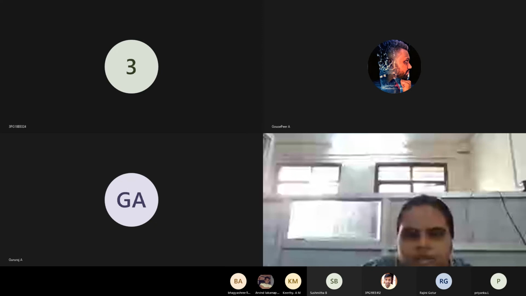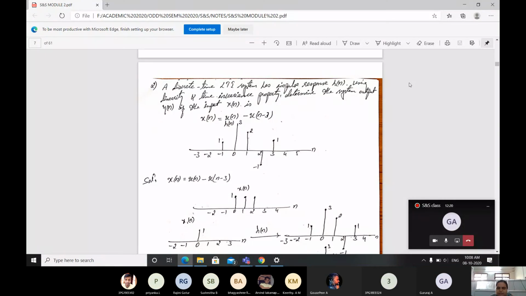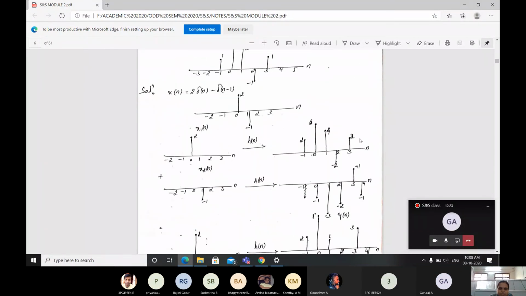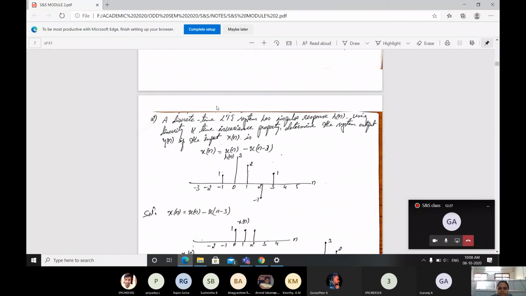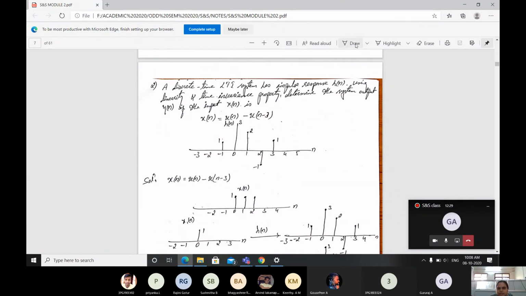Okay, we will continue with solving the problems based on LTI systems. In the previous problem, it was given in terms of a delta function, but here a different function is given. Let's go through it. Second problem: all the problems are important in the exam. Each question is asked in the exam.